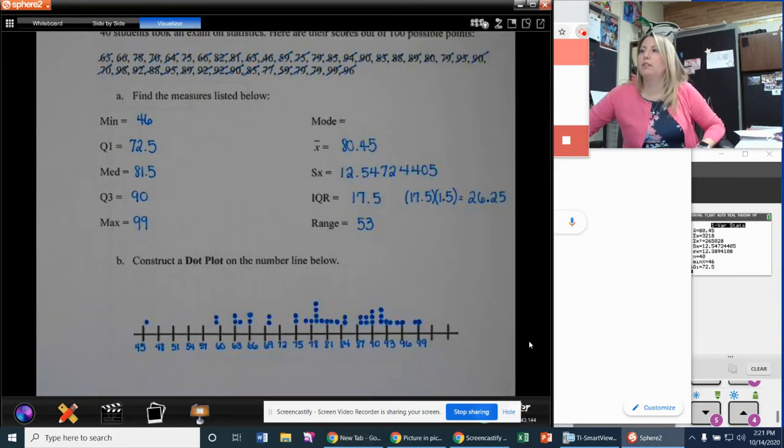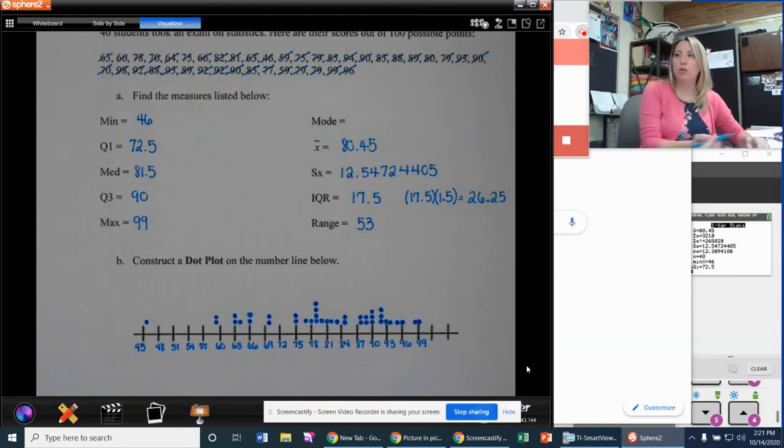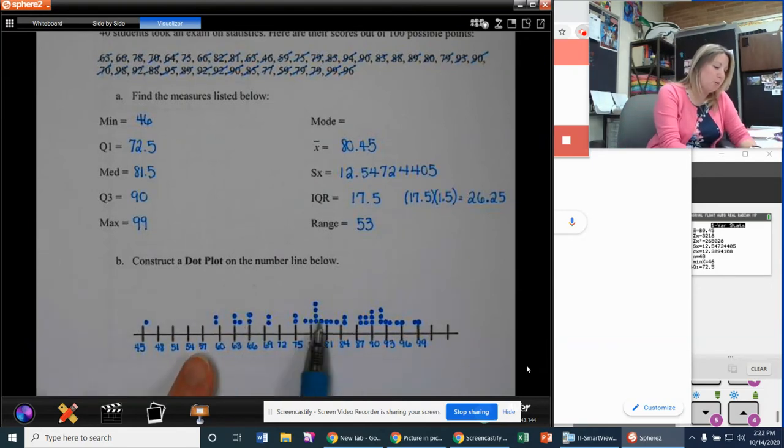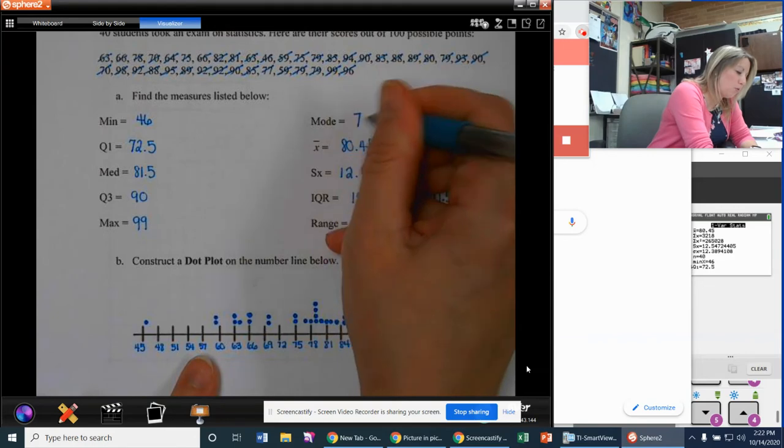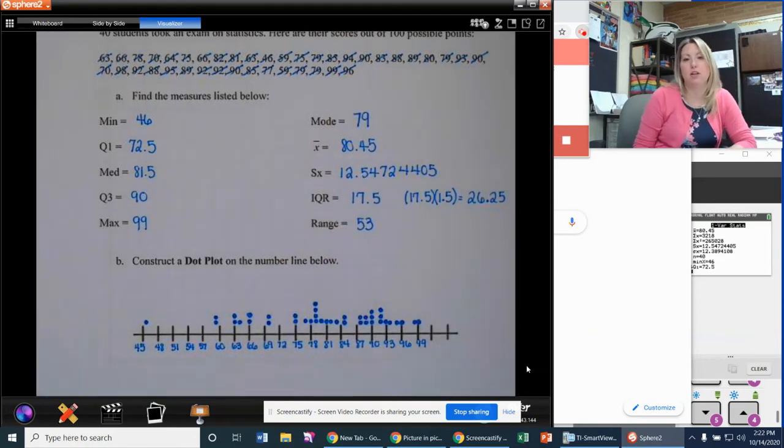All right, there we go. And I think there's a clear winner on the mode. If we look across, we have a couple that gave us 2. We have a couple that gave us 3 here, but only one with 4. So there is only one mode this time, and it is 79. All right, so that's what should have become clear as you looked at your dot plot.